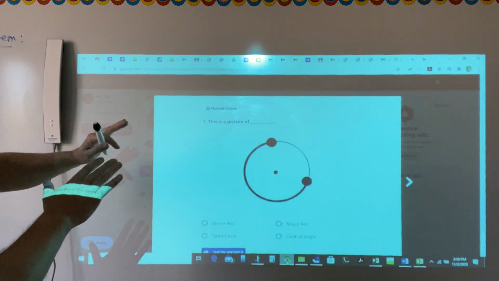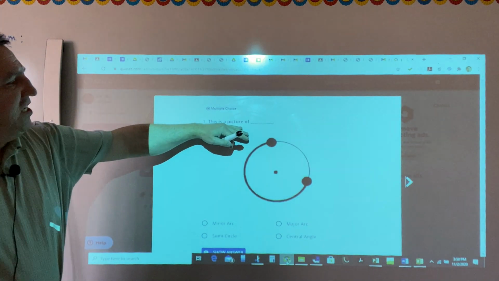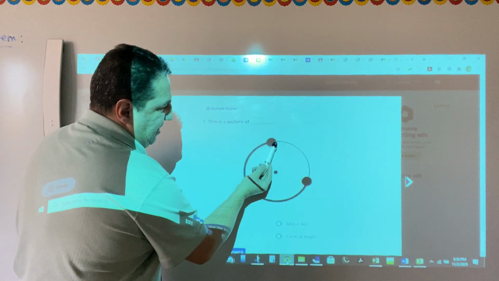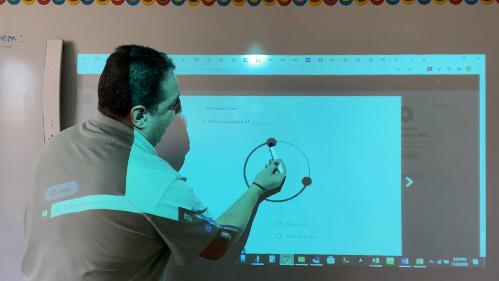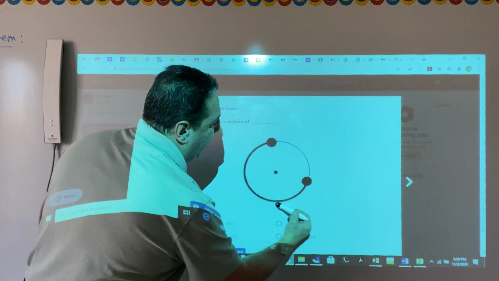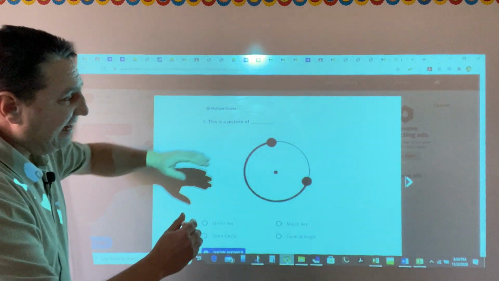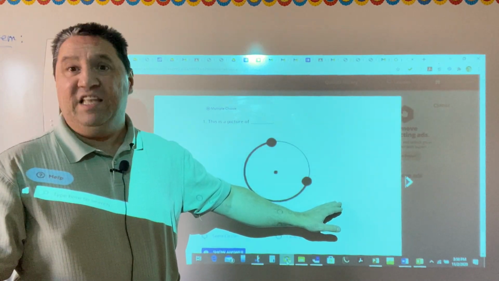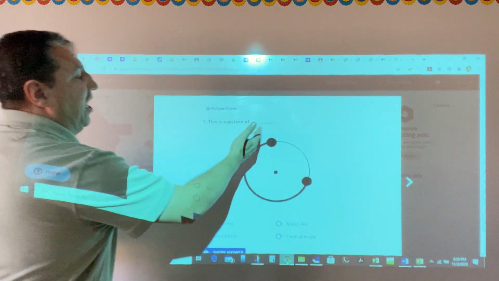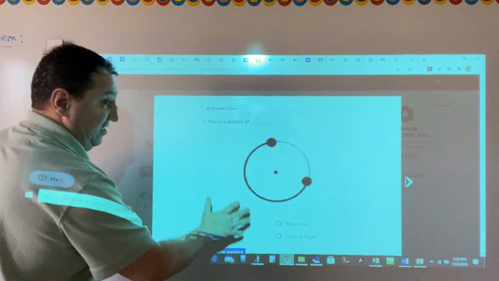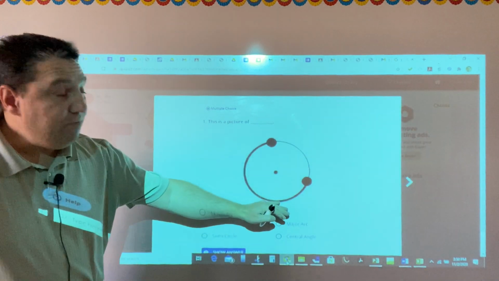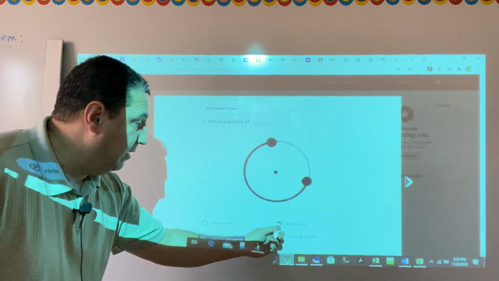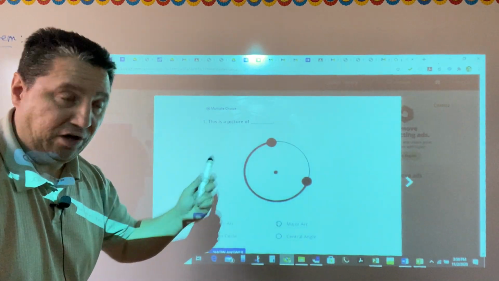Look, in this case, it says this is a picture of what? Now, as we can see, we have 2 points, right? And the distance between these points is the longest one, because this is the longest distance between 2 points on the circumference of a circle. This picture is a picture of a major arc, right? It is a major arc.